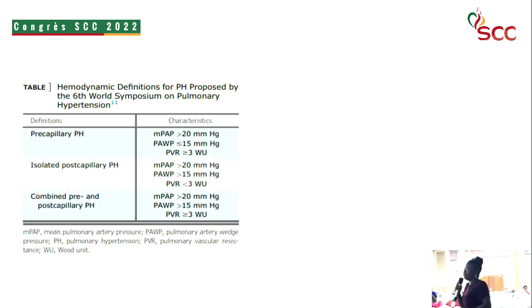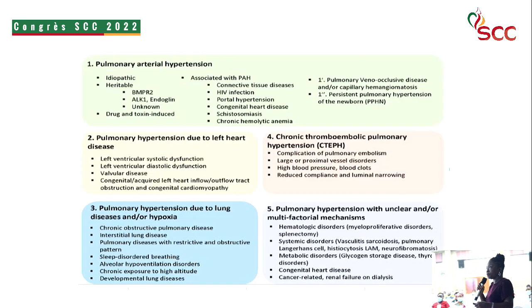According to the World Symposium on Pulmonary Hypertension, PH can be defined as pre-capillary PH, isolated post-capillary PH, which is the one for PH due to left heart disease, or combined pre- and post-capillary hypertension. This is found mostly in patients with left heart disease in whom the pulmonary hypertension is not only an increase in venous pressure, but also due to modulation of the pulmonary vasculature.